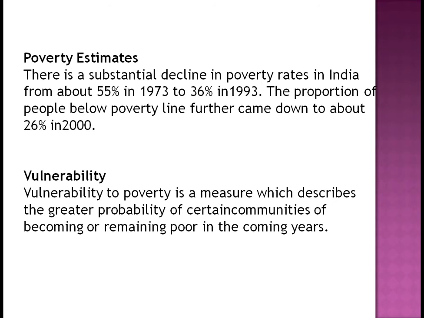There is a substantial decline in the poverty rate in India from about 55% in 1973 to 36% in 1993. The proportion of the people below the poverty line further came down to about 26% in 2000. So here you can see how the poverty estimation is going on and how the poverty rate is decreasing.